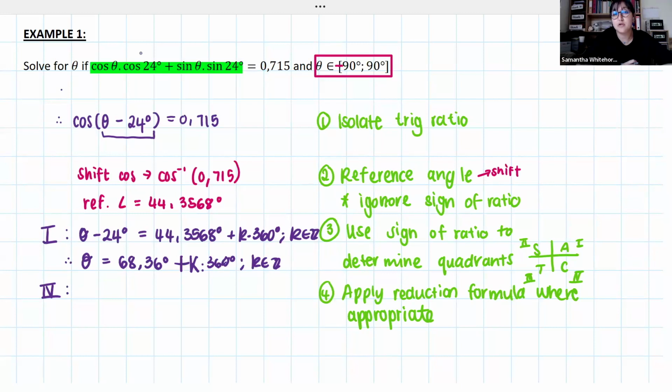So I've got my first solution for my first quadrant. Now I'll move on to the second quadrant. Same thing, take the angle, attach to my trig ratio, theta minus 24 is equal to, I'm applying the reduction formula where necessary. Quadrant 4 is 360 minus my reference angle of 44,3568 degrees, plus that k times 360, etc., etc.